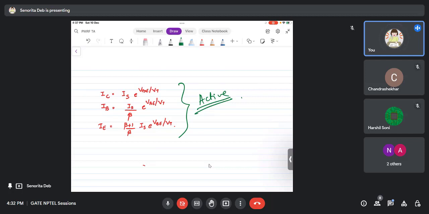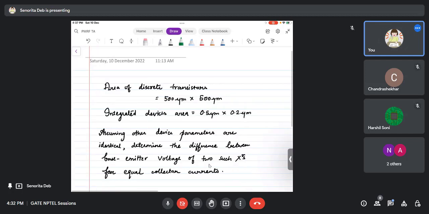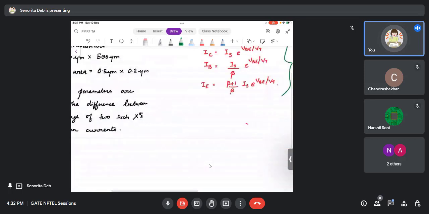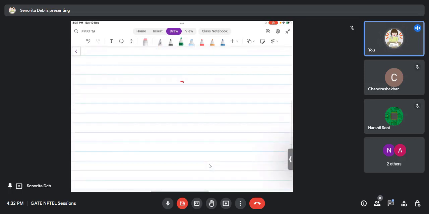Okay. So now let's come to another question. Normally the area of discrete transistors is 500 micron cross 500 micron. The area of integrated devices is 0.5 micron cross 0.2 micron. So what does it mean? First you should understand, so let me give a brief overview of this.